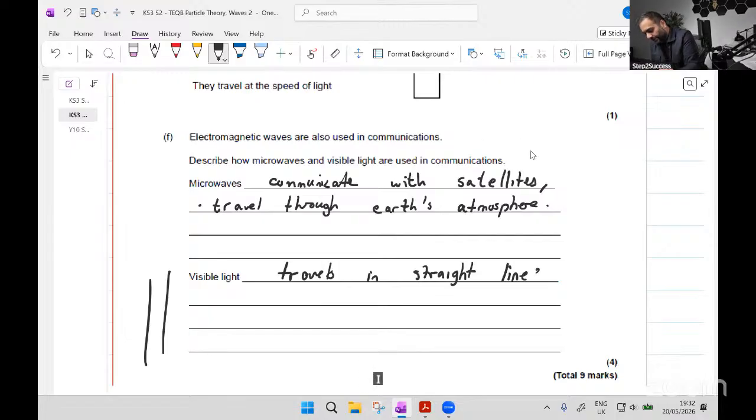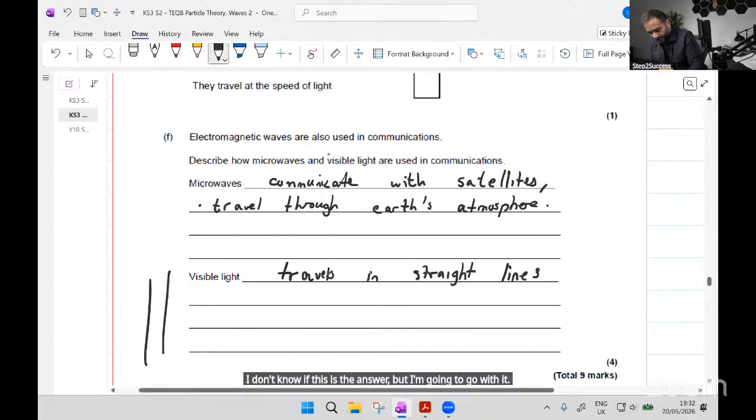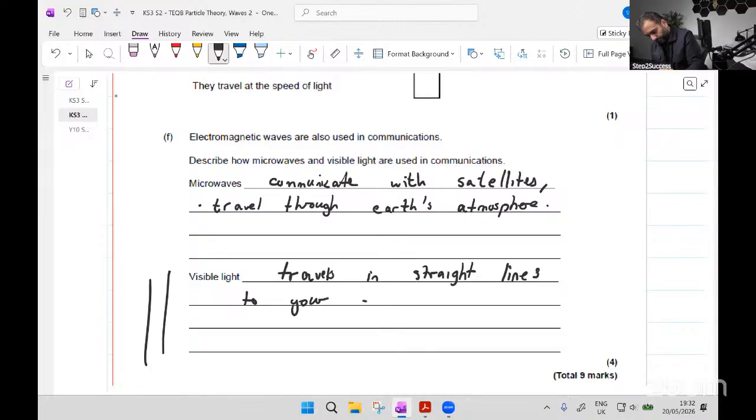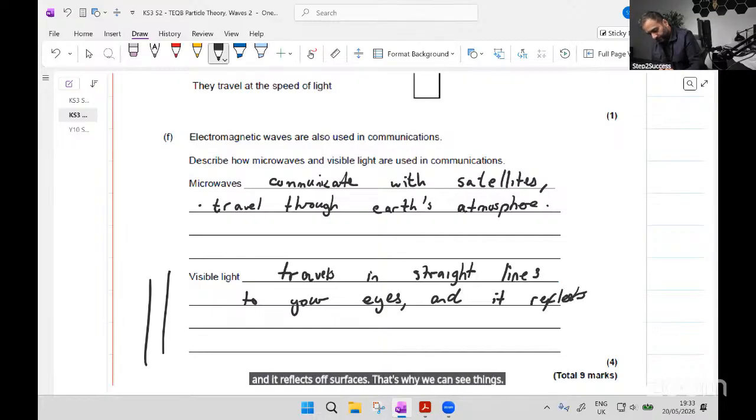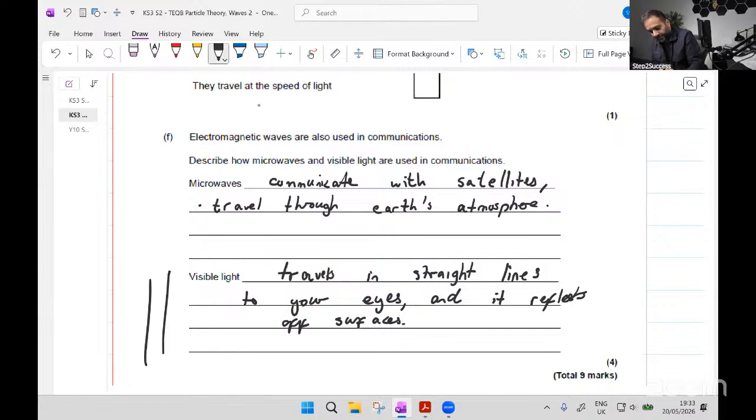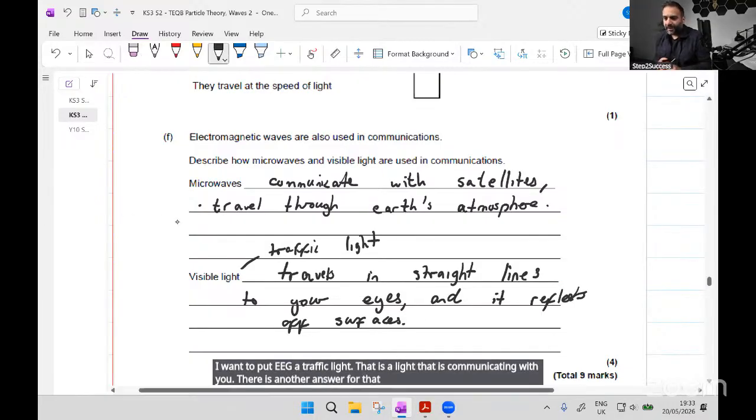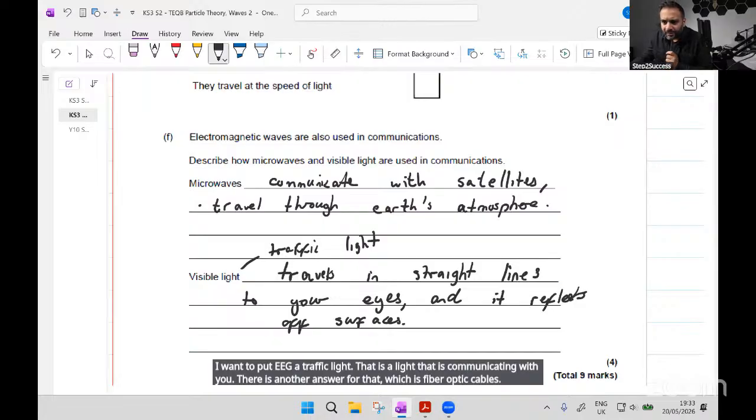I don't know if this is the answer, but I'm going to go with it. And it reflects off surfaces. That's why we can see things. I want to put e.g. a traffic light. That is a light that is communicating with you. There is another answer for that, which is fiber optic cables. You can answer that question. Let me see what else is going on.